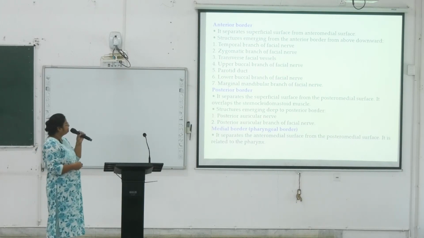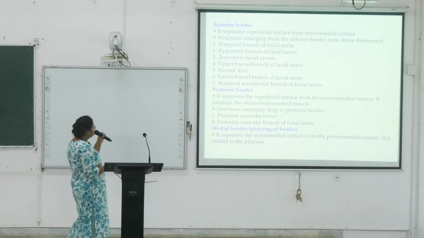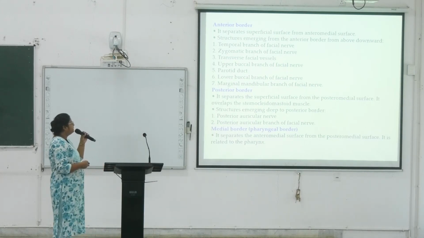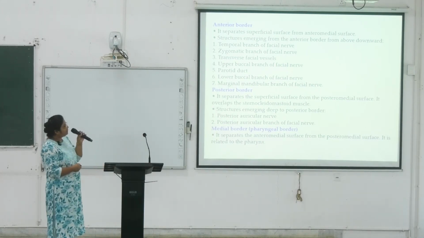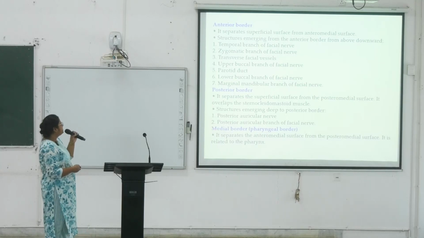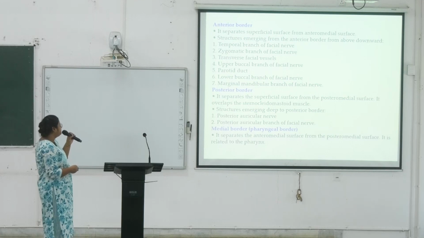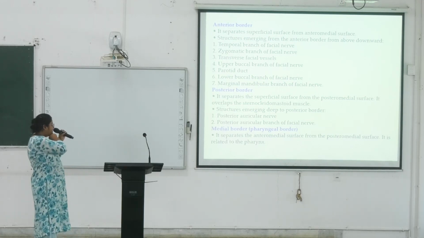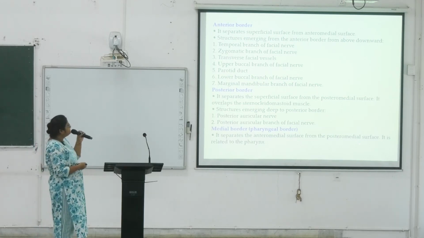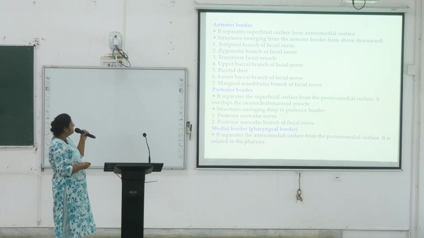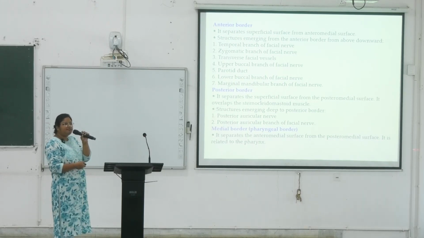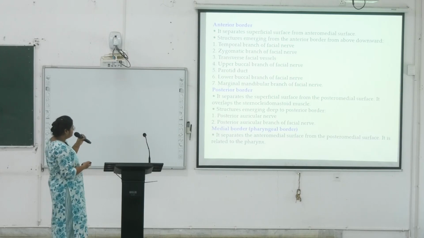sternocleidomastoid muscle. Structures emerging deep to the posterior border are the posterior auricular nerve and posterior auricular branch of facial nerve. Now, medial border or pharyngeal border, it separates the anteromedial surface from the posteromedial surface and it is related to the pharynx. Okay.